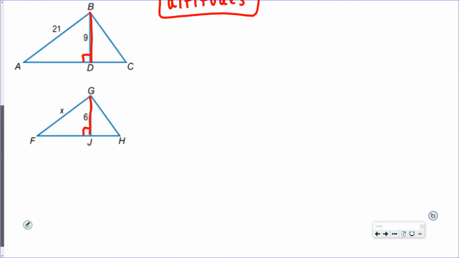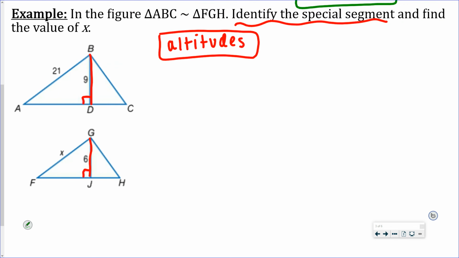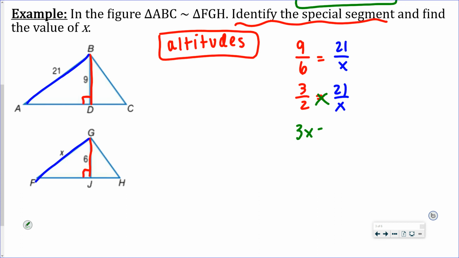Okay, so what we know is that the ratio of altitude to altitude, I'm gonna go 9 to 6, is proportional to any other set of corresponding sides. In this case, they're showing me these two sides, so that's what I would use for my second ratio in my proportion, 21 to x. And again, I started with this triangle, so I gotta use 21 first. Okay. These kind of get a little tougher algebraically, but for the most part, as long as you understand this concept, this is all it is. In this case, x is 14.